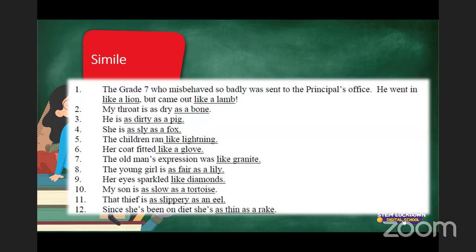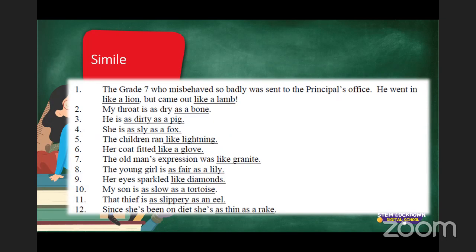So we don't say... In fact, in that song by Rihanna, remember what it says? Shine bright like a diamond. But the diamond doesn't really shine, it actually sparkles. So this one is the correct use of it. So we say her eyes sparkled like diamonds.